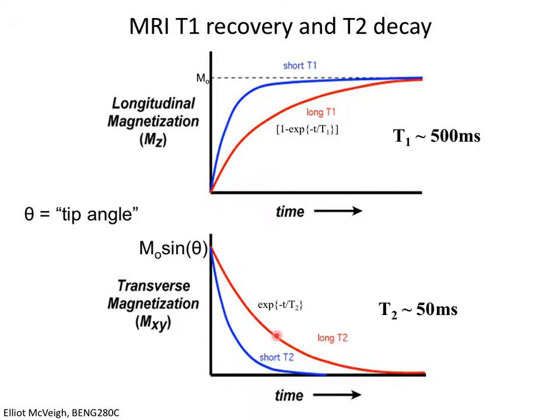Examples of things with very long T2 are water. Blood has a reasonably long T2. If you get to a more solid-like substance, the T2 will become shorter and shorter, until finally, when you have a true solid, the T2 is sort of microseconds long.